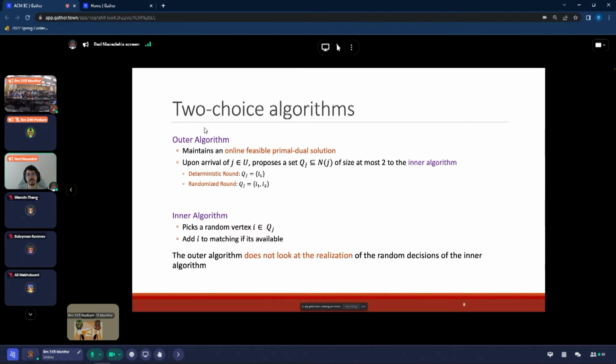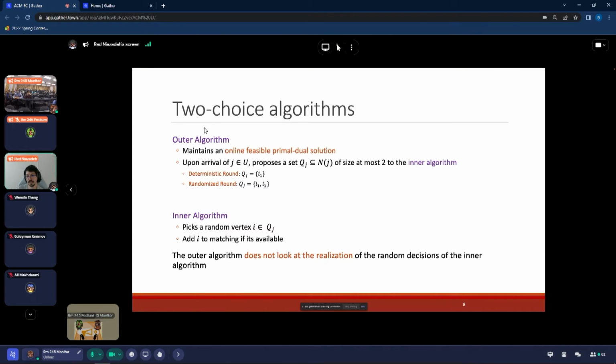And the inner algorithm receives the set of proposals Qj from the outer algorithm, and it has to pick a random vertex I from Qj, which is the set of proposals that is given to the inner algorithm. So it picks a random vertex I from Qj, and it adds I to the matching if I is available at that time.